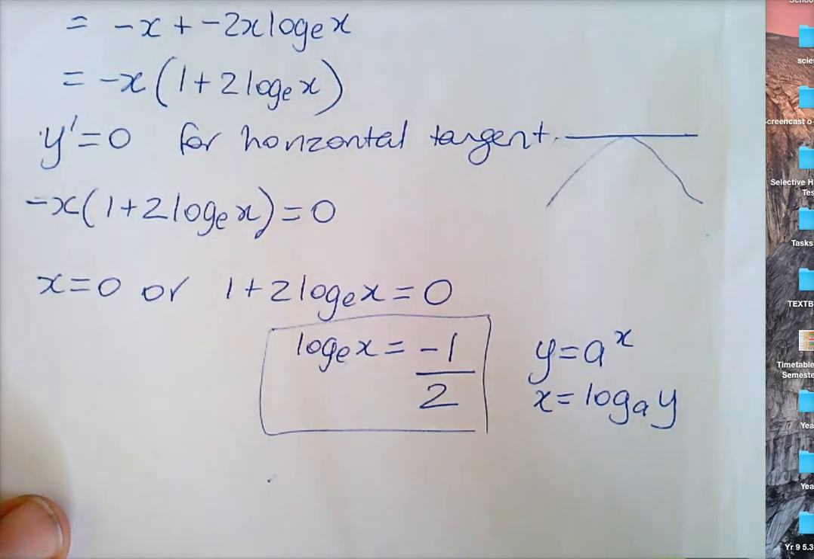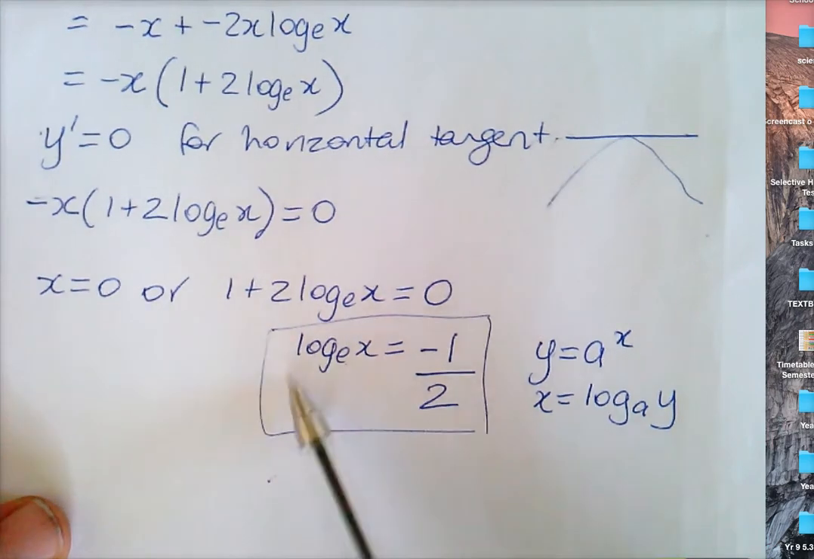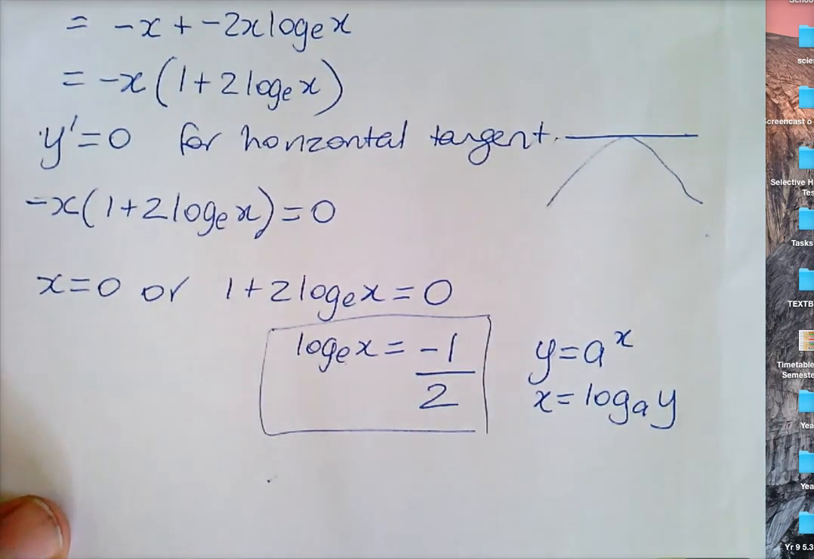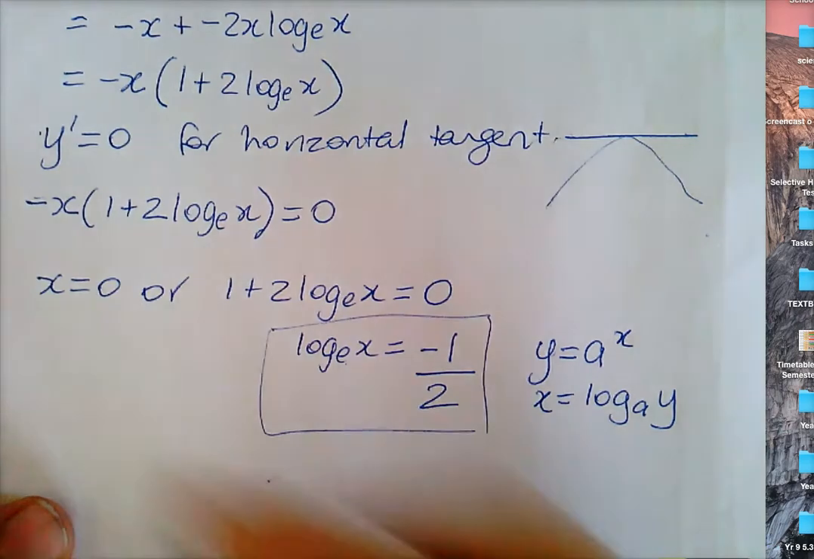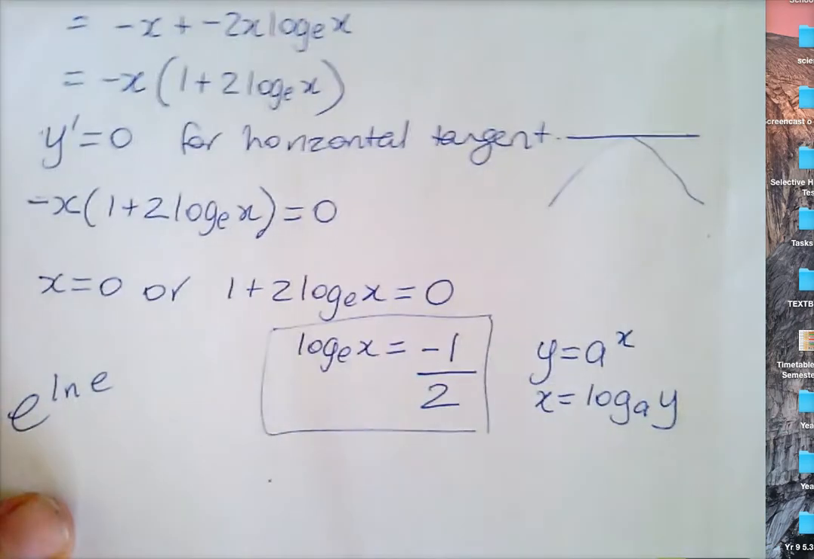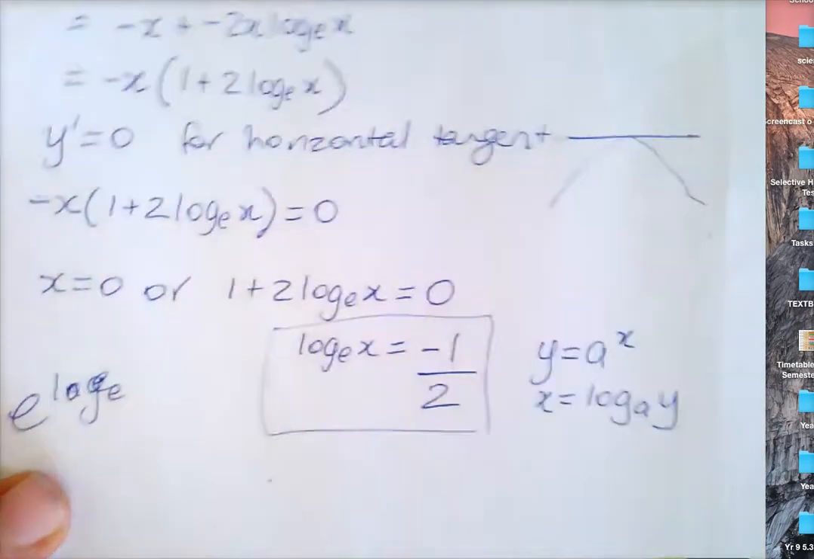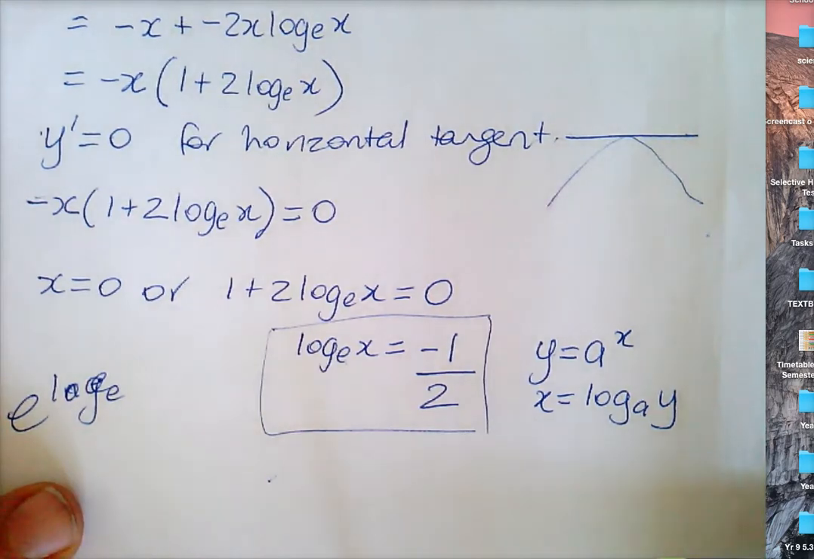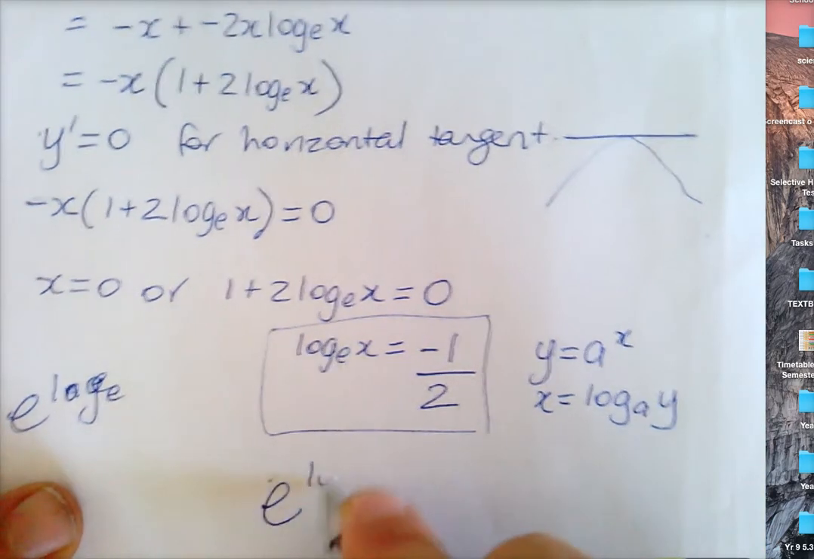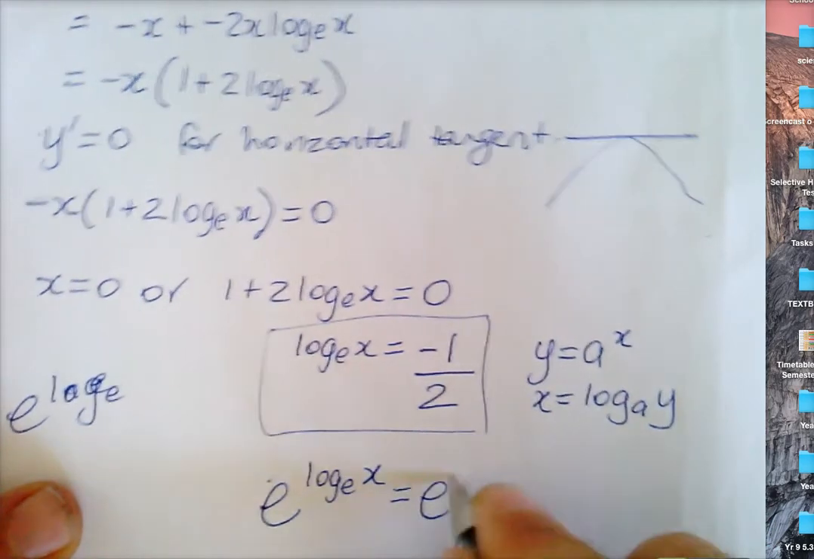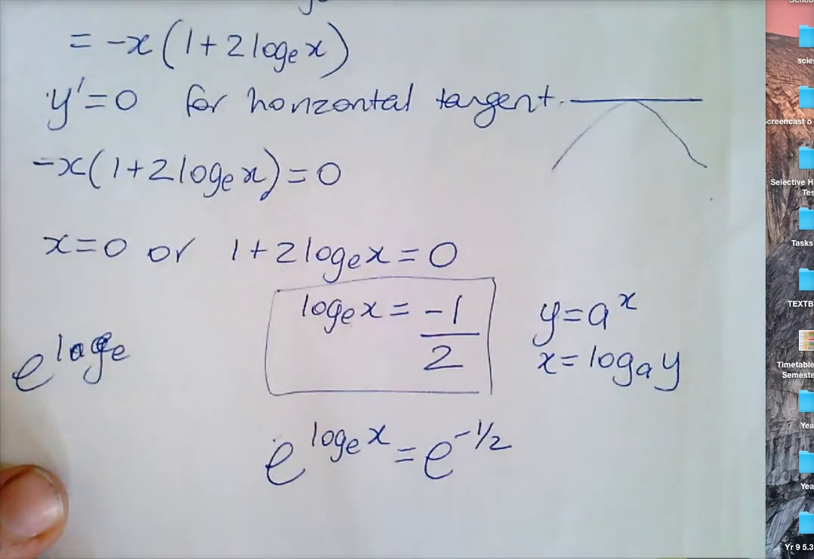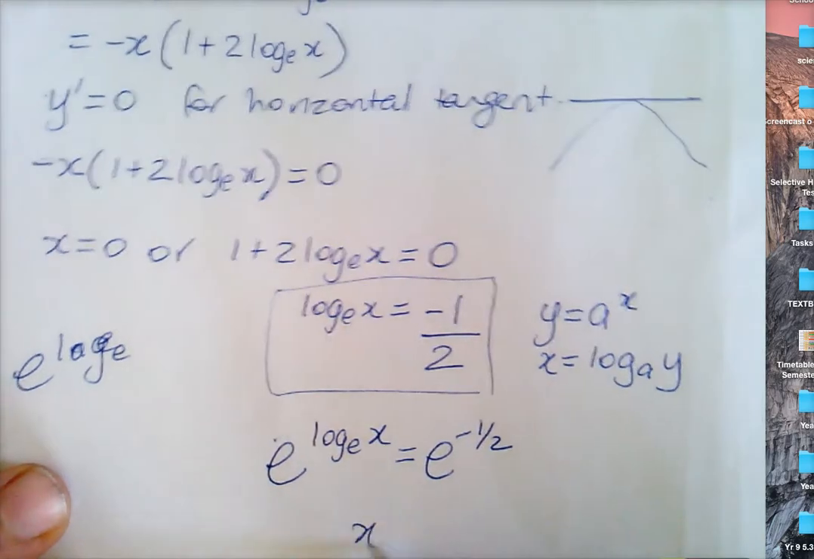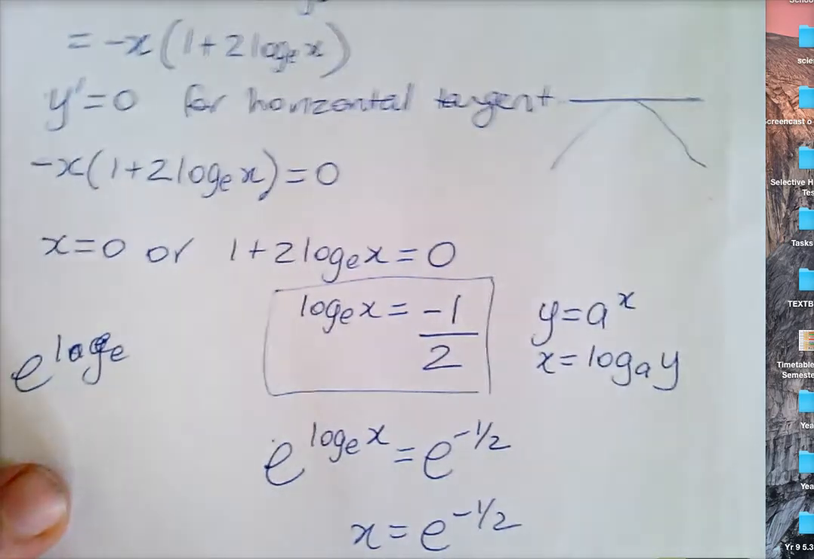No? People are a bit confused? Are you okay with this? And how do we solve this? You've got to think, e ln e cancels. Log to the base... But no, it's not. It's e log to the base e of x is e to the negative a half. You can take e of both sides. X is e to the negative a half.